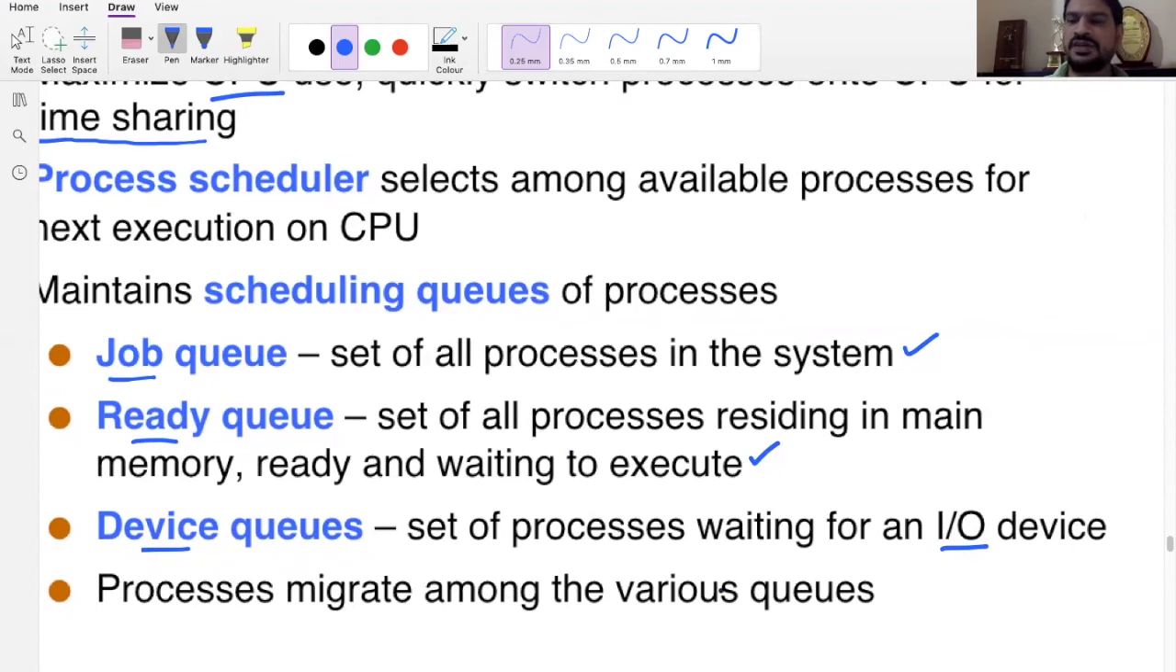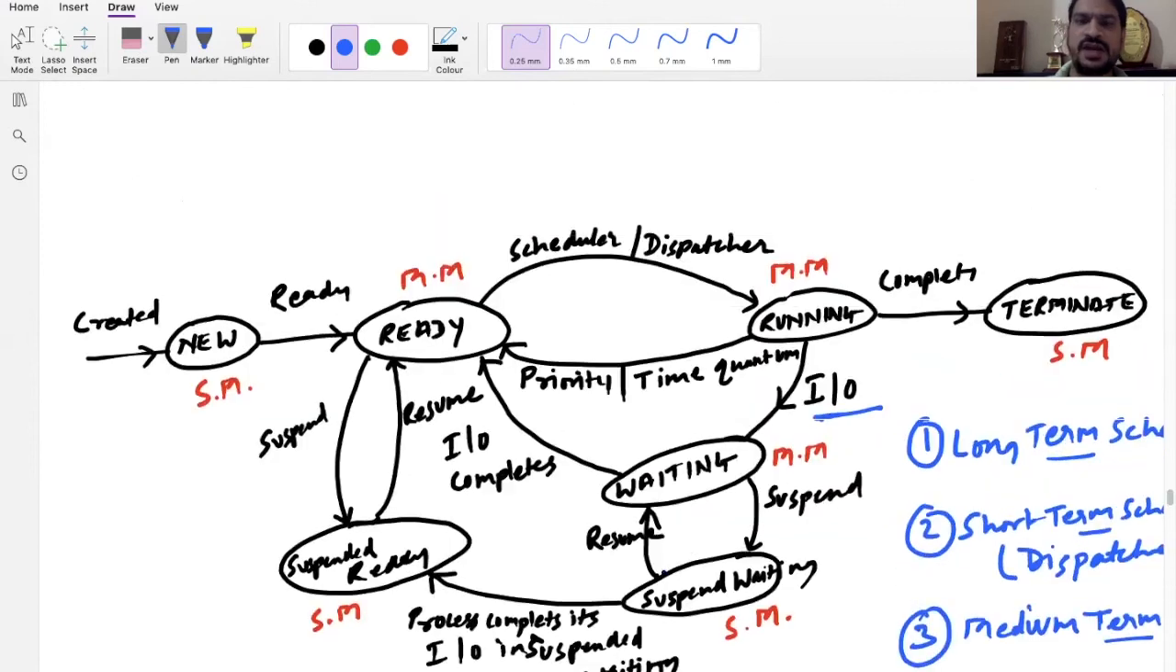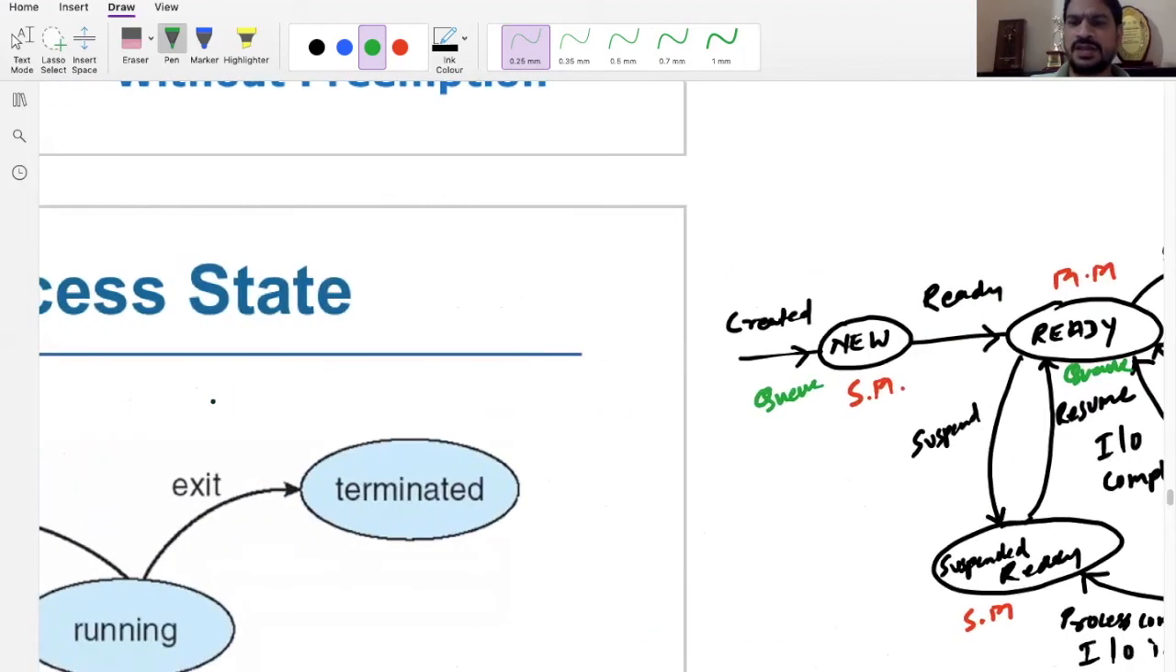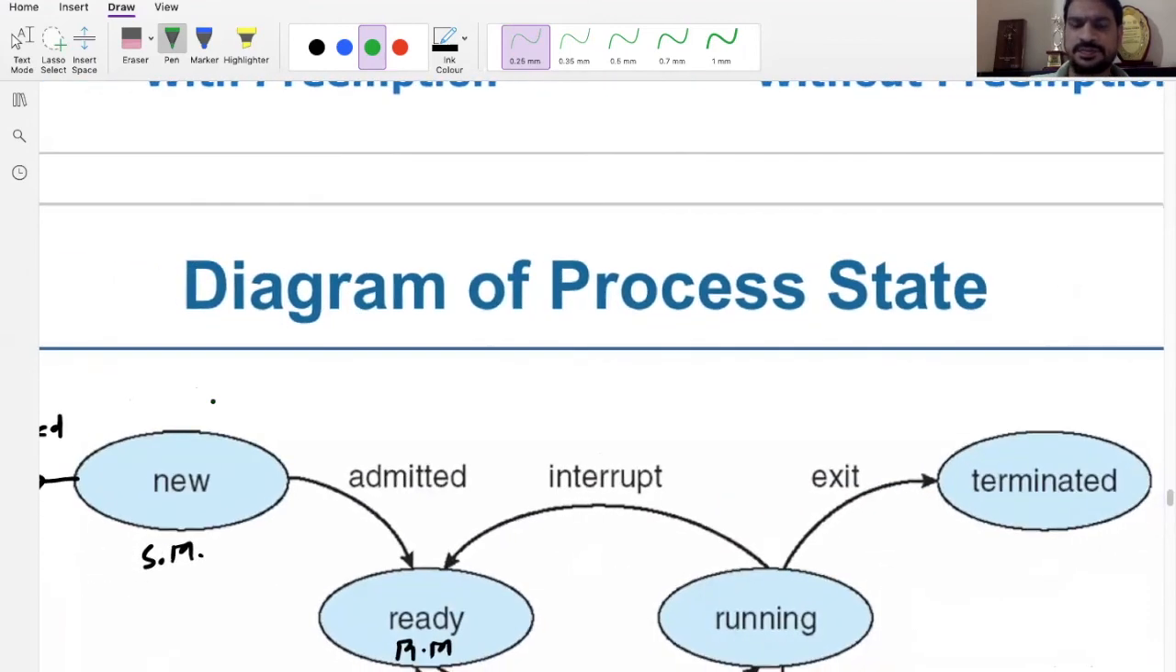Processes migrate among the various queues. So we have different queues, right? As I told you, we have different queues like the ready queue, then we have waiting, that is a waiting queue. So there are different queues. This is a queue, this is a queue here, this is also a queue here, this is also a queue here. So we have different queues available, and all these queues have different processes inside them.